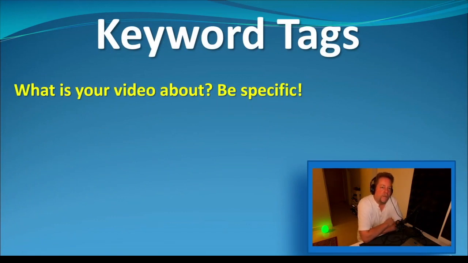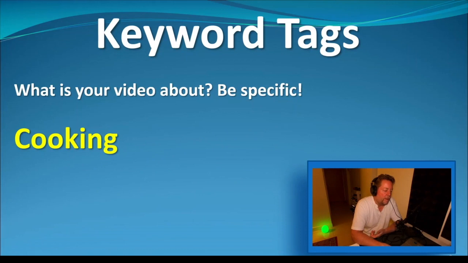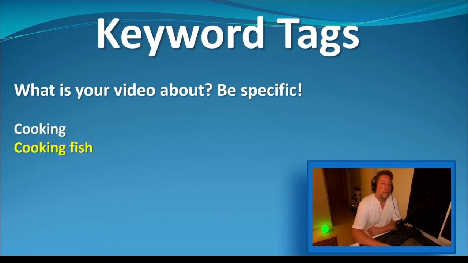Okay, so we talked about being specific. Don't just use a single word. So long tail keyword phrases are always better than single keywords or 2 words, right? Long tail phrases. So be thinking in terms of that. So let's say your topic is you're cooking something, or you have a cooking channel. So cooking is a bad keyword. It's too broad. It's not descriptive. It's too competitive, obviously. So you want to be more specific. So cooking what? Cooking fish, for example. Okay, so that's still not specific enough. What kind of fish? Cooking salmon, right?